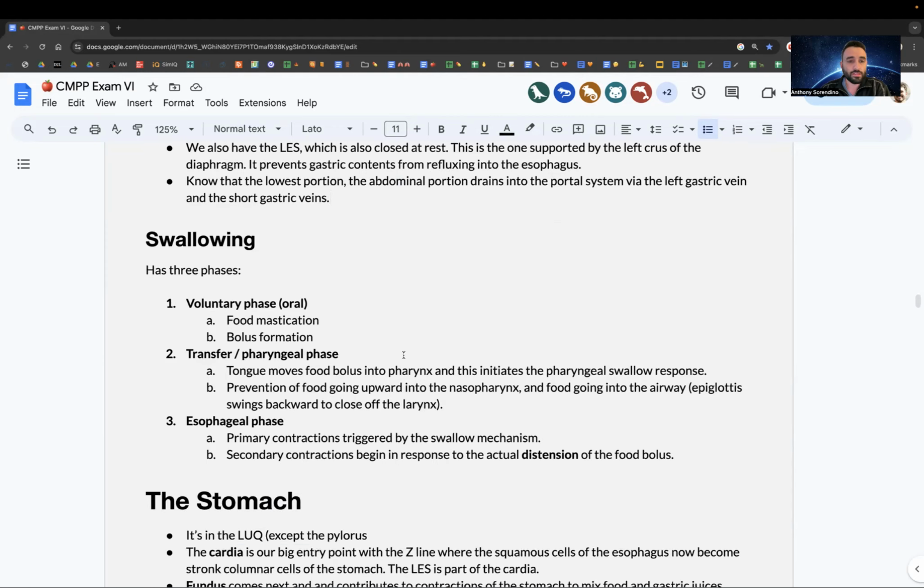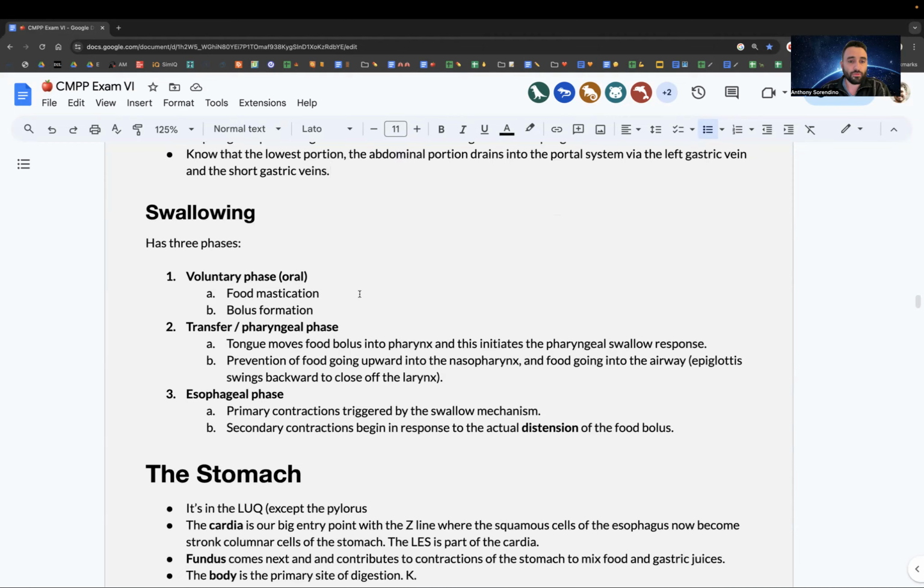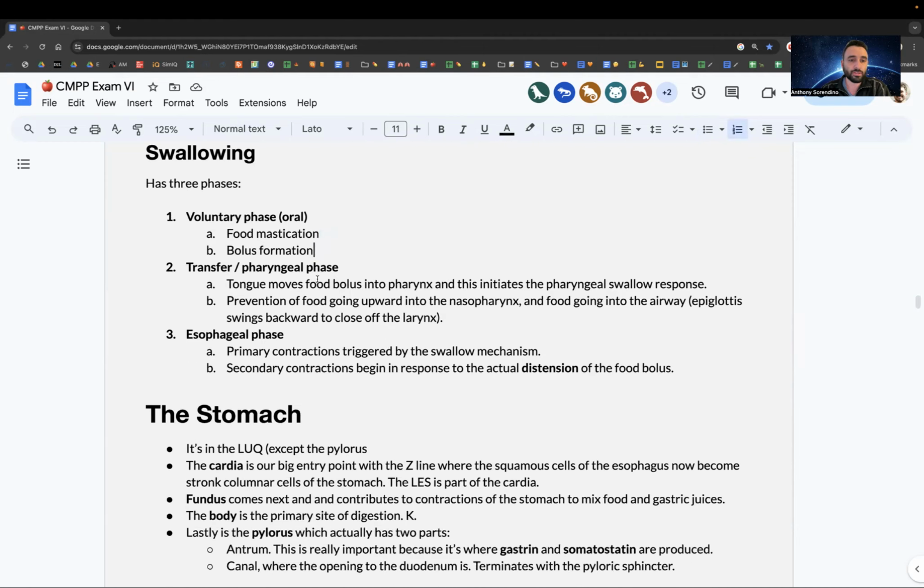All right, there's 3 phases of swallowing. You have the voluntary phase, oral. That's you actually chewing your food into a bolus. There's the transfer, which is kind of like a propulsion thing, which we'll talk about later with dysphagia. But that's where your tongue is actually moving the bolus into the pharynx, and that initiates the swallow response.